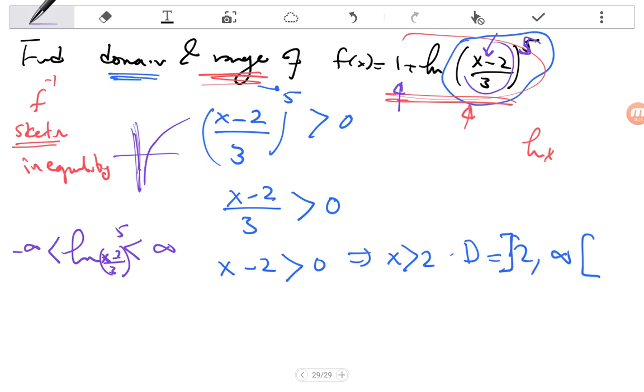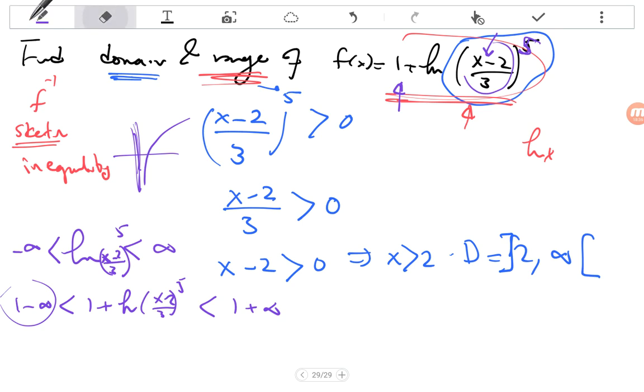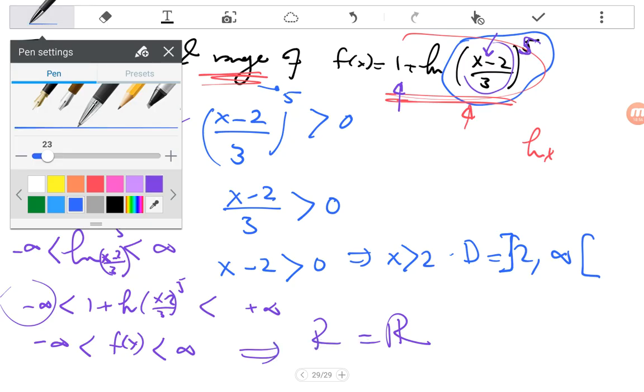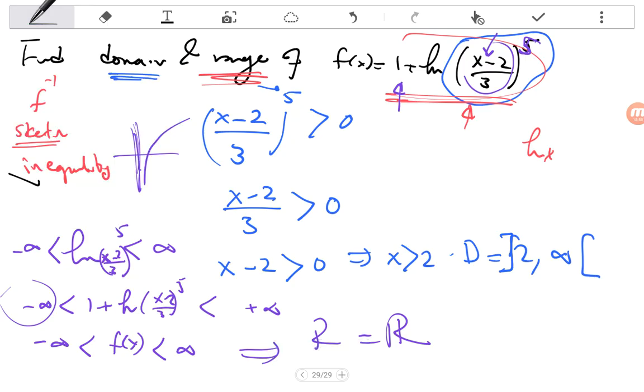Now I just need to add 1 to that inequality. I will add 1 to negative infinity, and 1 plus infinity. What is 1 minus infinity? Adding numbers to infinity will not change the infinity. So in that case, f of x will be from negative infinity to infinity, which means that the range of f of x is just equal to R. So I've solved it using the inequality method.